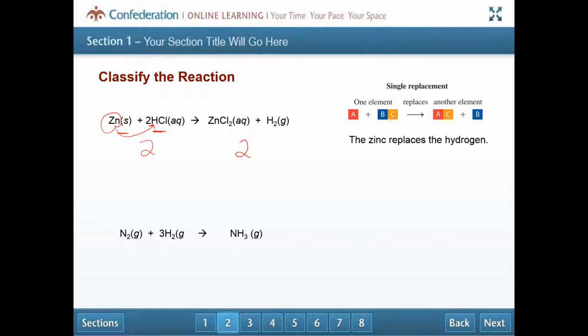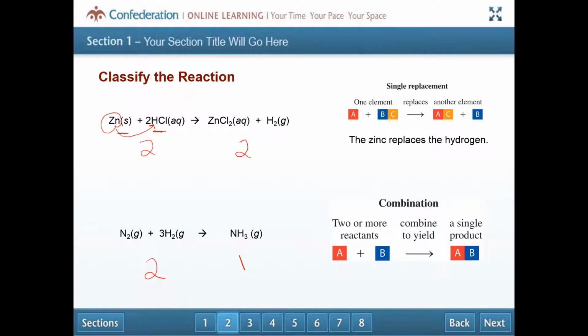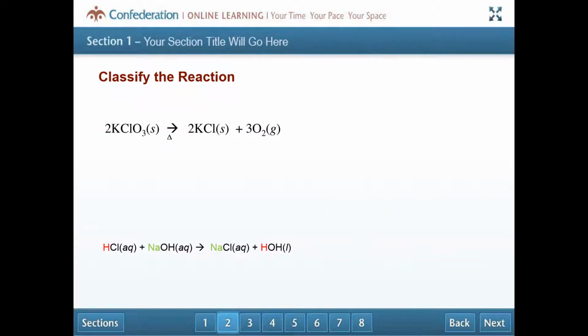Now let's look at this next one here. So here we've got two reactants, and we're ending up with one product. So there's no switching of places going on here. Do you remember what this one would be called? That's a combination, because we've got two combining into one. What about this one? So here we've got a compound breaking up into two. So we're starting with one here, breaking up into two. So that would be a decomposition reaction.